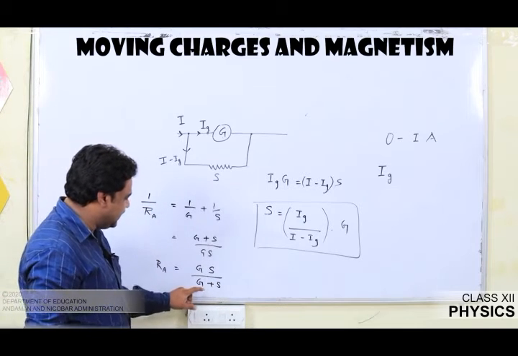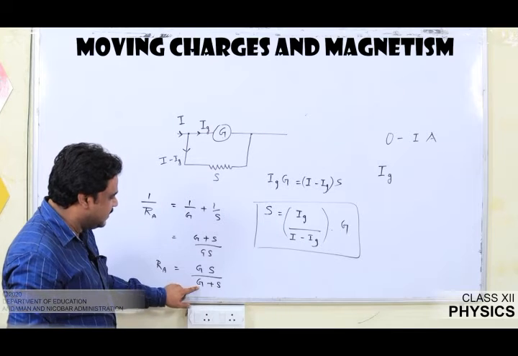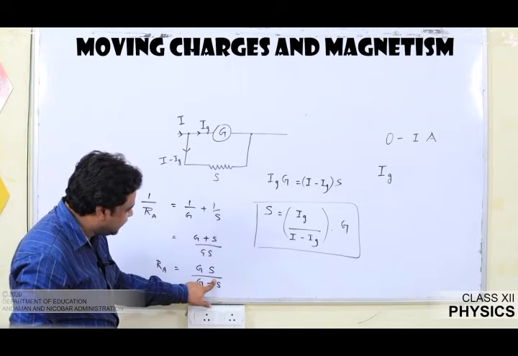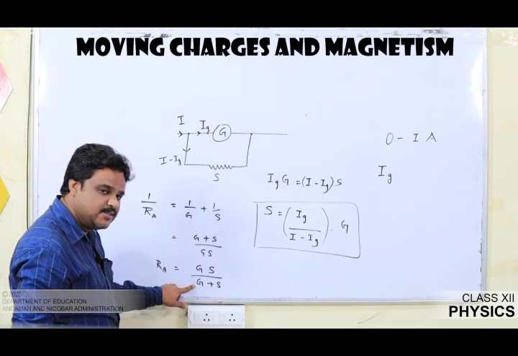Now we already said the value of shunt is very small when compared to the resistance of the galvanometer. So I can neglect this S from the denominator. Once again, the value of S is very small when compared to the resistance of the galvanometer.